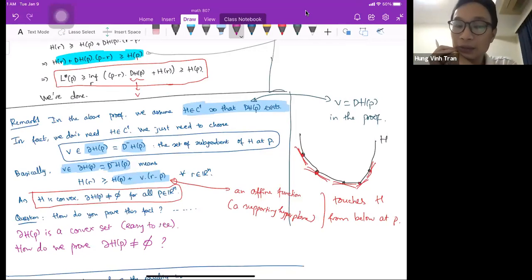But for convex functions, when it's convex shapes, like the bowl up, then you can always prove that the subgradient set is non-empty. So I'll leave this one for discussion later. And I would like to hear your inputs on how we do this question.